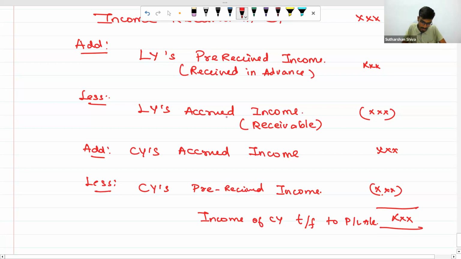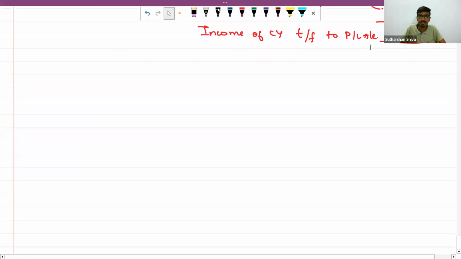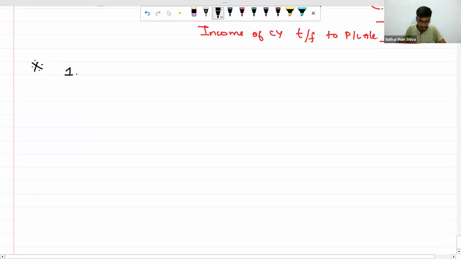And here I will give you 2 to 3 statements. Write down these important statements in your notebooks. Statement number 1. Write down: current year's outstanding amount, it is related to indirect expenses.